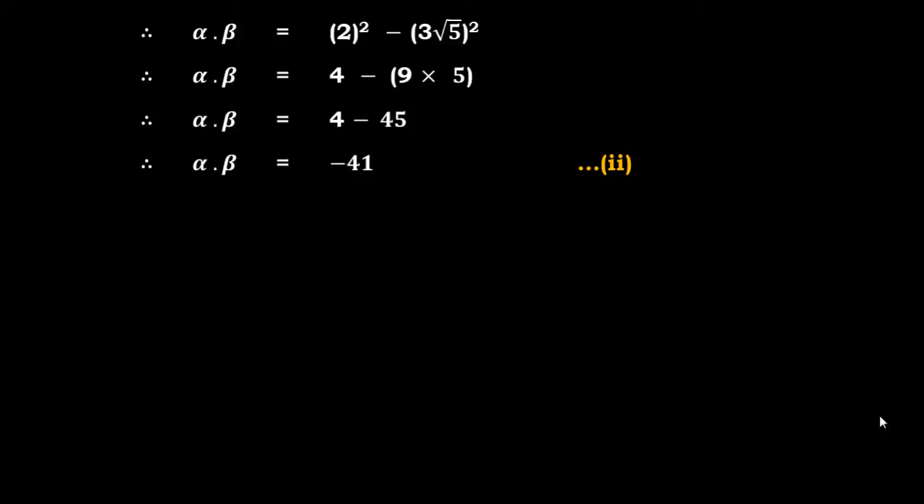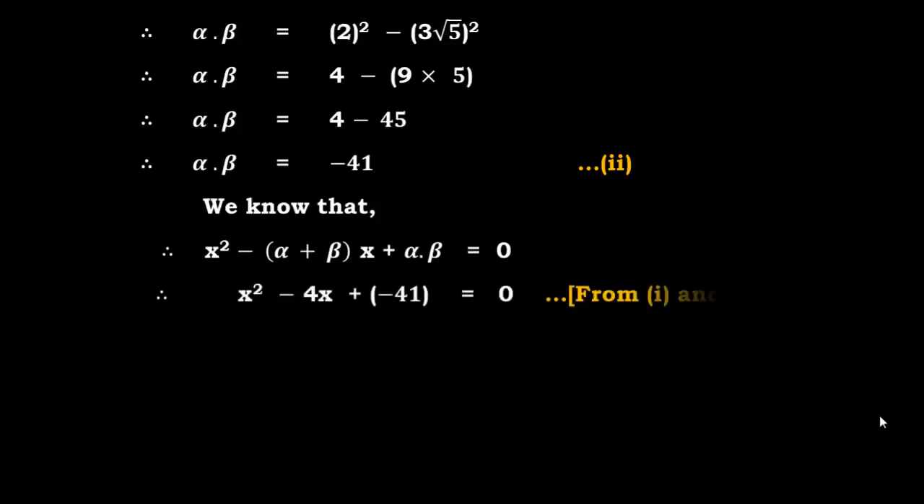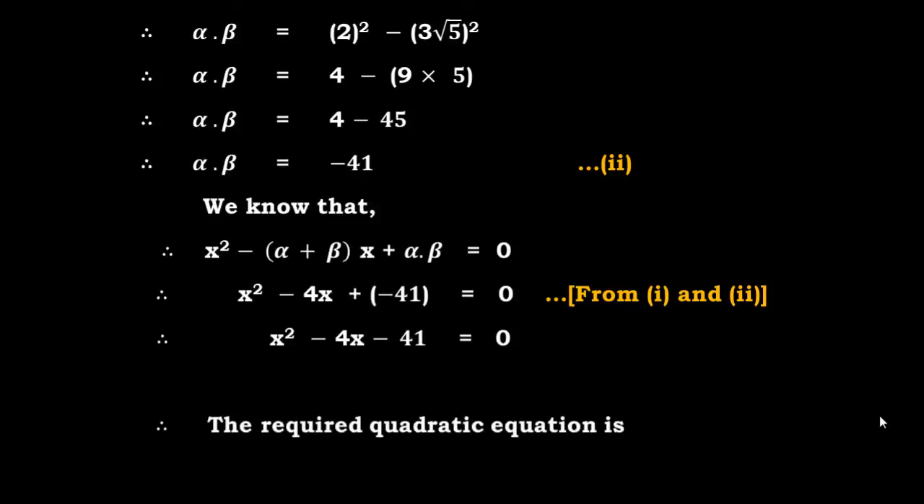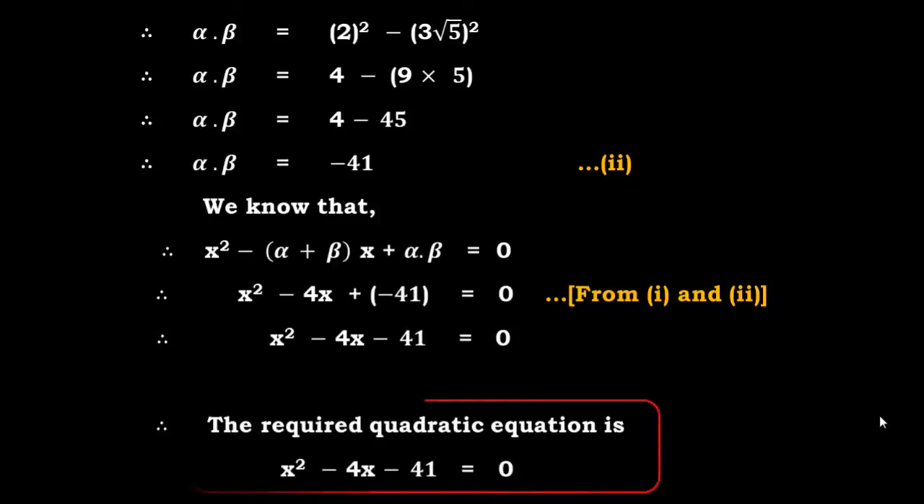Equation number 2. So we know that x square minus (alpha plus beta) into x plus alpha into beta is equal to 0. Substitute the value. X square minus 4x plus minus 41 is equal to 0 from 1 and 2. So x square minus 4x minus 41 is equal to 0. Therefore, the required quadratic equation is x square minus 4x minus 41 is equal to 0.